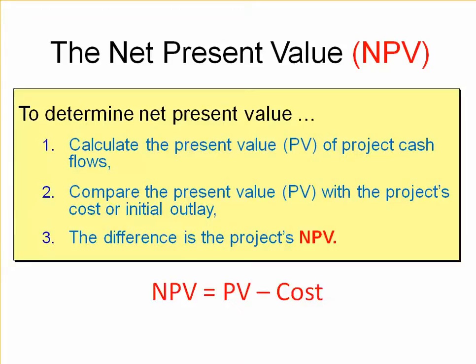And the difference between the two, the net present value, is simply our present value minus our cost. And again, that cost will be all initial cash outflows at time zero. It could be the cost of the equipment and also perhaps an investment in working capital that we make at time zero or when we first start the project.